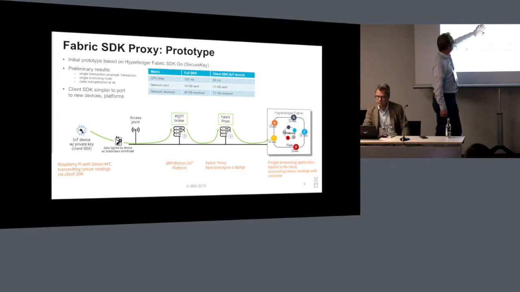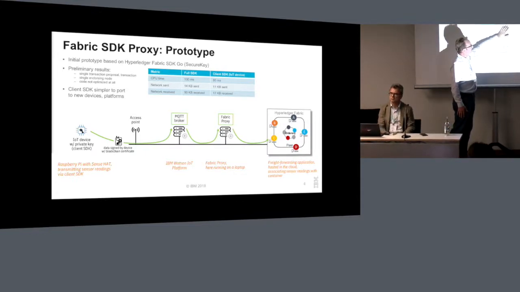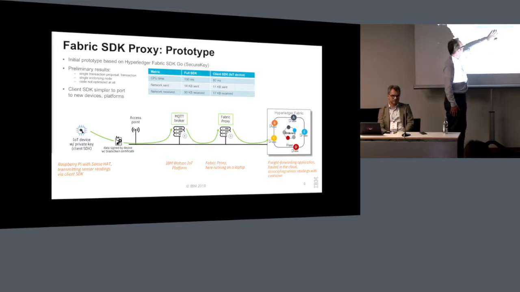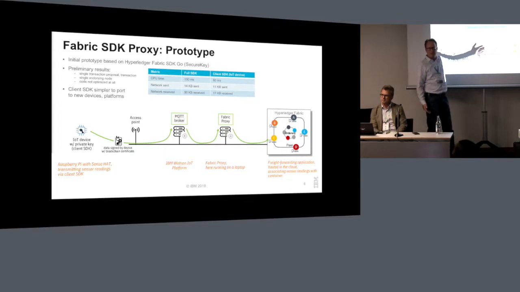So the CPU time we see from the full SDK compared to the client SDK that is running on the IoT device drops from 130 milliseconds to 80 milliseconds. So that's quite a significant saving in processing power. And always keep in mind that anything we save on an IoT device also saves power, typically.